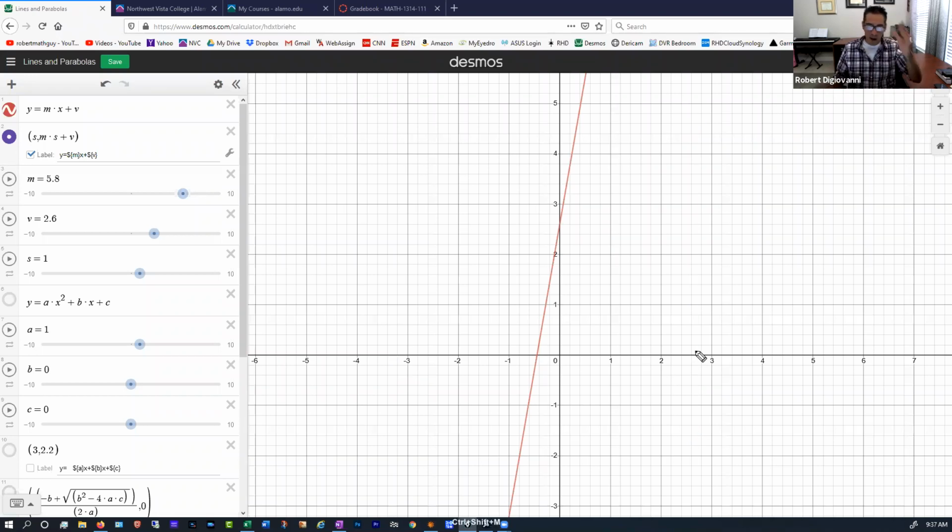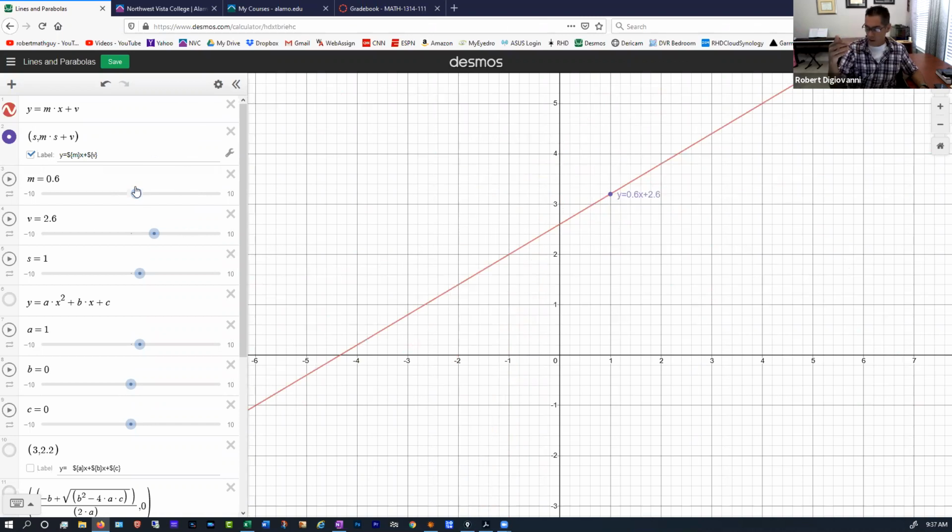But other than that, like I said, lines are pretty boring. Now, that is useful in the real world because there are some things that continue to grow at a constant rate. We talk about how much money you make. If you work hourly, then you get paid the same amount every hour. That's going to be a linear function.